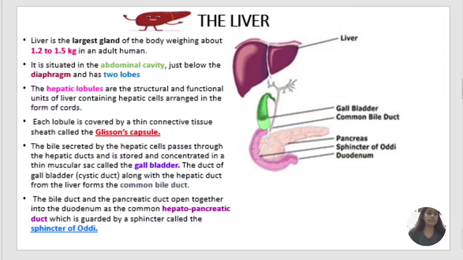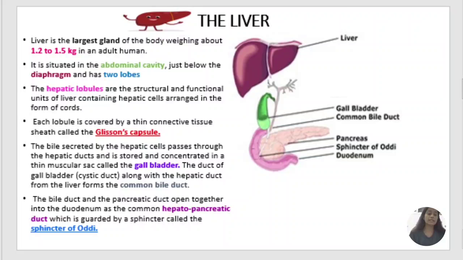Now the liver. Liver is the largest gland of the body, weighing about 1.2 to 1.5 kg in adult human. It is situated in the abdominal cavity just below the diaphragm and has two lobes. The hepatic lobules are the structural and functional units of the liver containing hepatic cells arranged in the form of cords. Each lobule is covered by a thin connective tissue sheath called the Glisson's capsule.